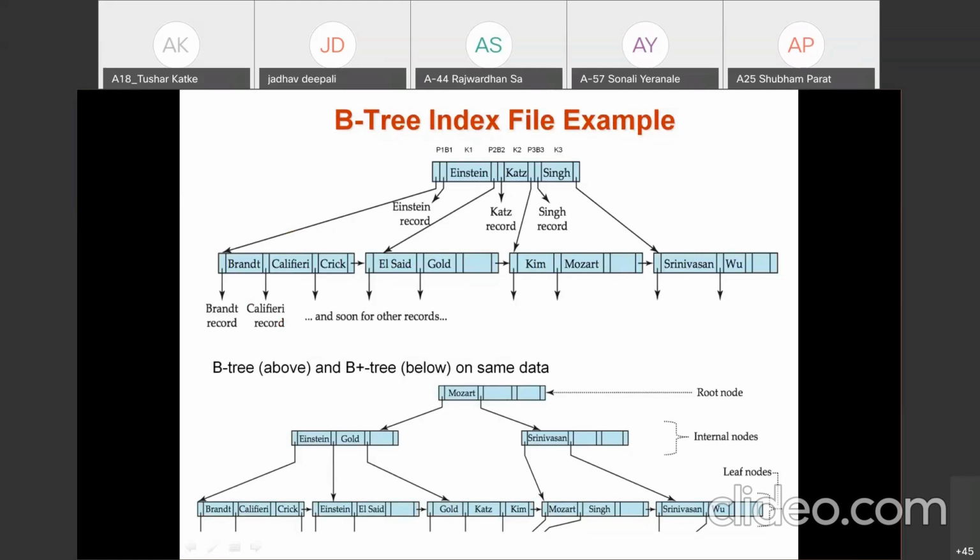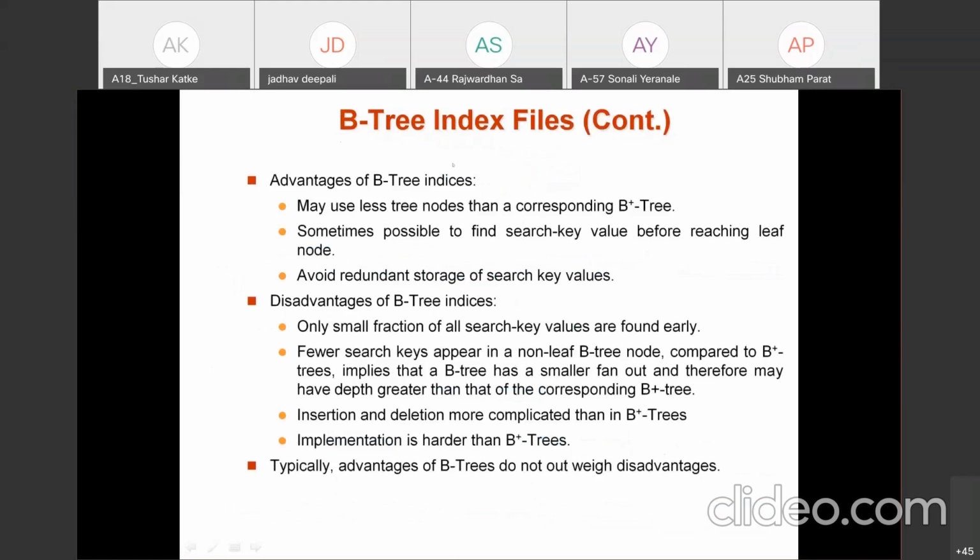Here, if you want to find a record with card, you can easily find it here. It is not necessary to reach the leaf node. That is another advantage of the B tree. It avoids redundant storage of search keys, which I have already told you. But it has some disadvantages. Only a small fraction of search key values are found earlier.